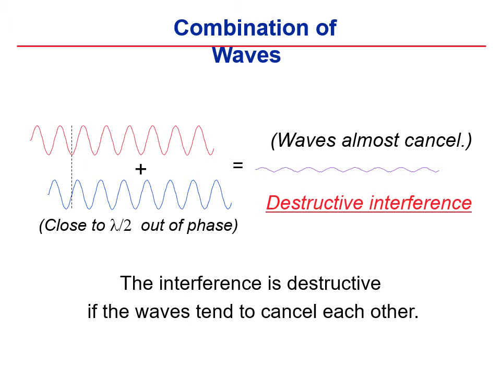Sidebar, this is how noise canceling headphones work. They create a wave that they mix with the sound coming into the headphones, and they create kind of an inverse wave, or a wave shifted by half a wavelength, and they add it together and it cancels out that ambient noise. But we're going to look at how that works with light.